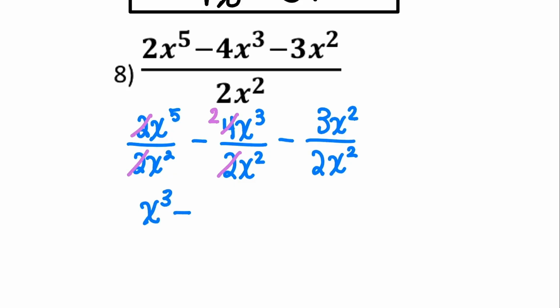Now we're going to take our coefficient, rewrite that. We have x cubed divided by x squared, which is just going to be x. Next, we have x squared over x squared, and those are going to cancel. So this is going to be just negative 3 halves. And that is our final answer.